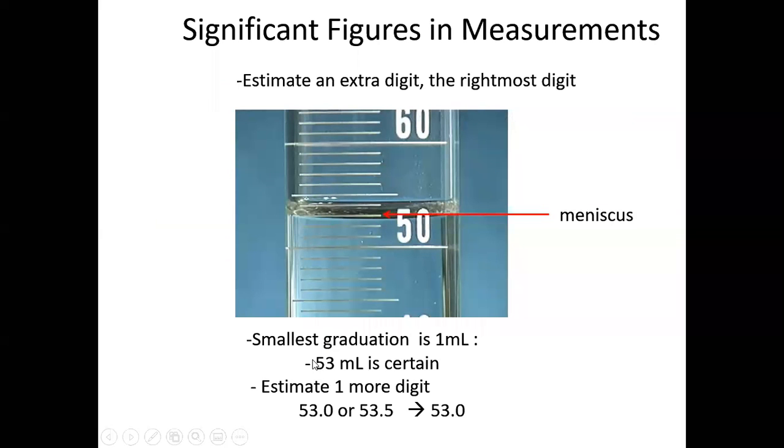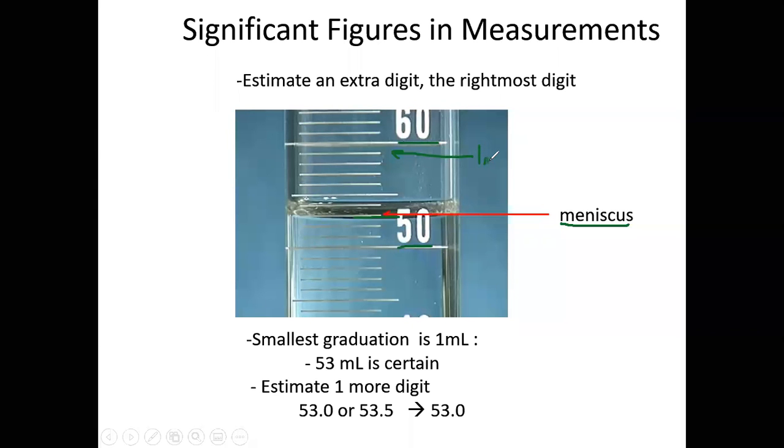So here again, we have another graduated cylinder. We want to make sure that we read the volume at the minimum of the meniscus. So right about here. And so again, between 50 and 60, we have 10 tick marks. So each tick mark represents 1 milliliter. So our smallest certain digit is 1 milliliter. So that means that our estimated digit has to be in the tenths place.